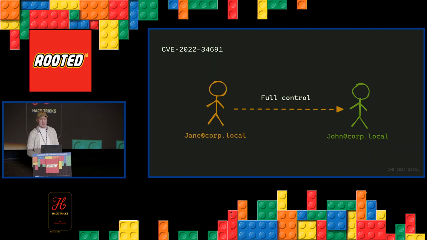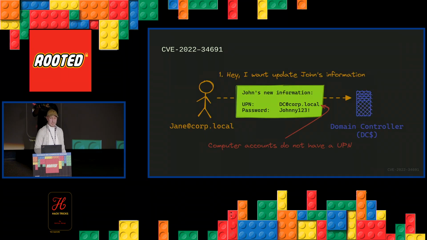But sometimes in big environments, especially in big organizations, you have some generic user, in this case Jane, that has full control over John. So just two low-privileged users, and Jane can control John fully. So she can change his password, his name, whatever. So Jane goes to the domain controller and says, I want to update John's information. I want his user principal name to be dc@corp.local.